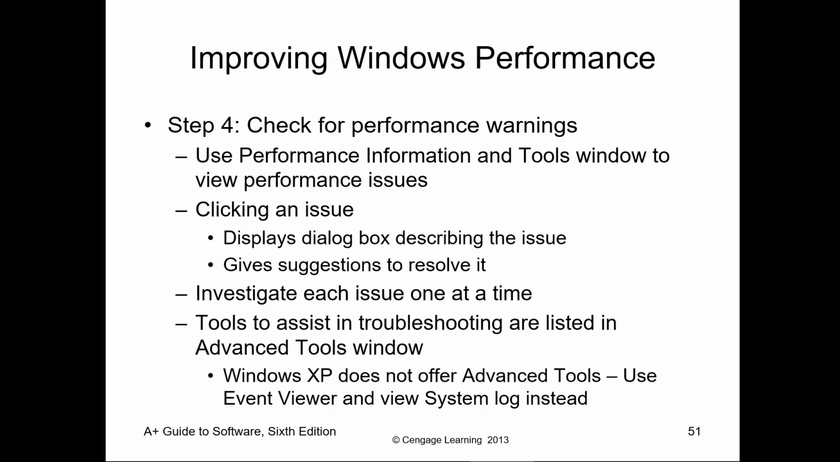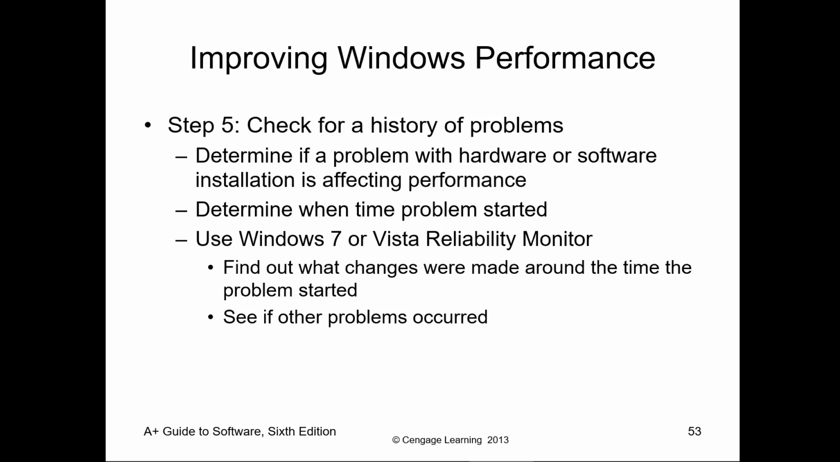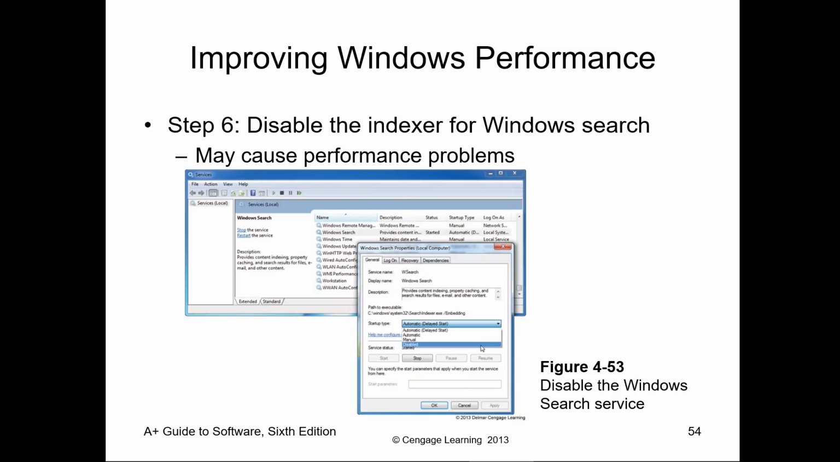Look at performance information. See if there are ways to better improve. That could also be adjusting visual settings so it's not as pretty. Step 5, check for a history of problems. See if there are known problems. Step 6, maybe disable the index for Windows search. That does require more resources to be used, but if you're searching a lot, the indexer allows you to search a lot. So step 6 is kind of varied.